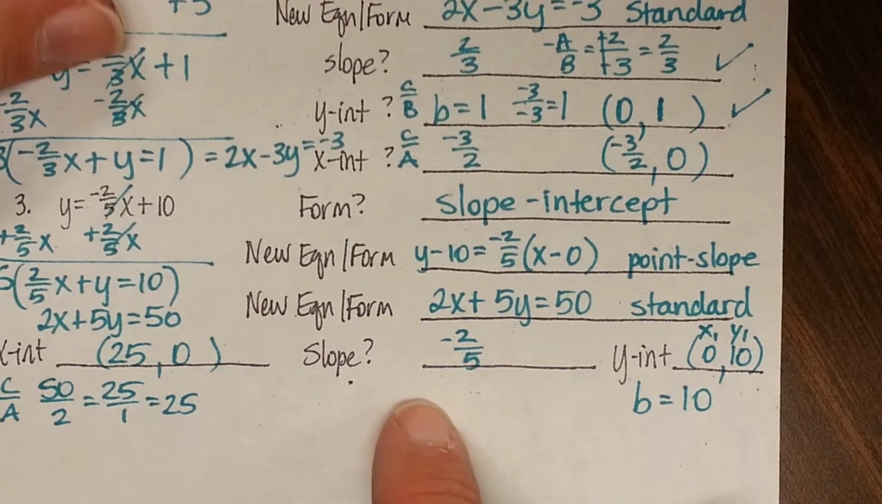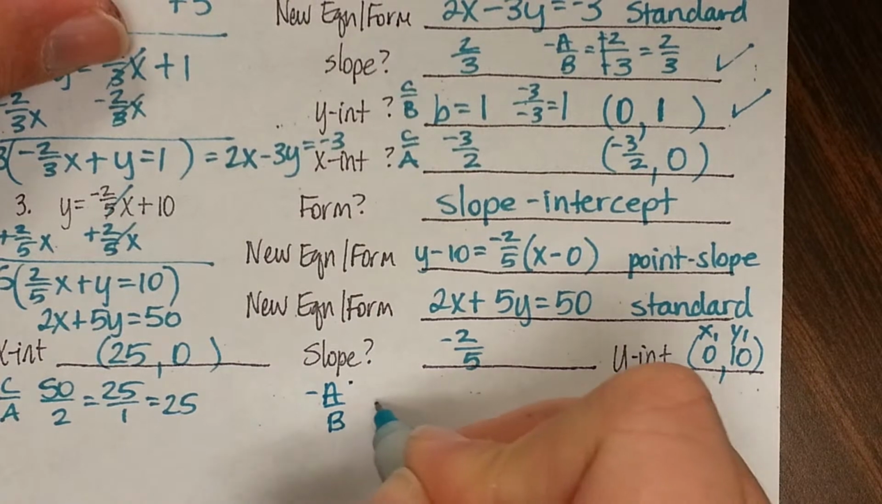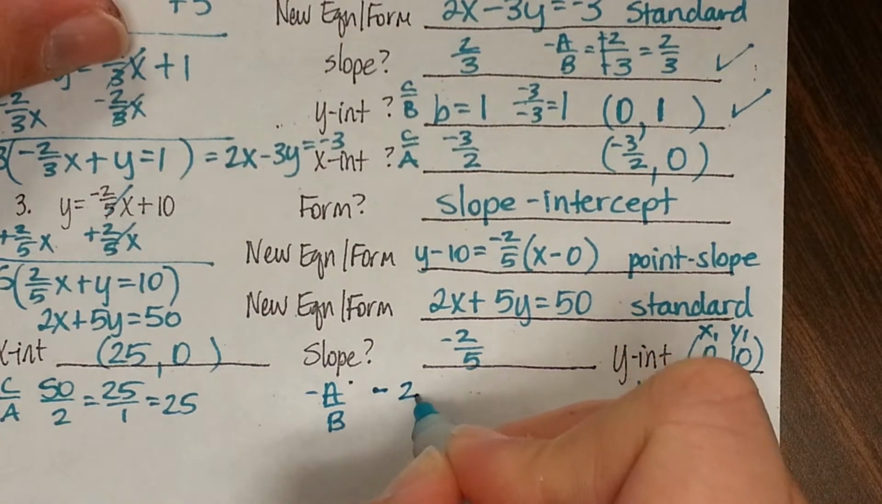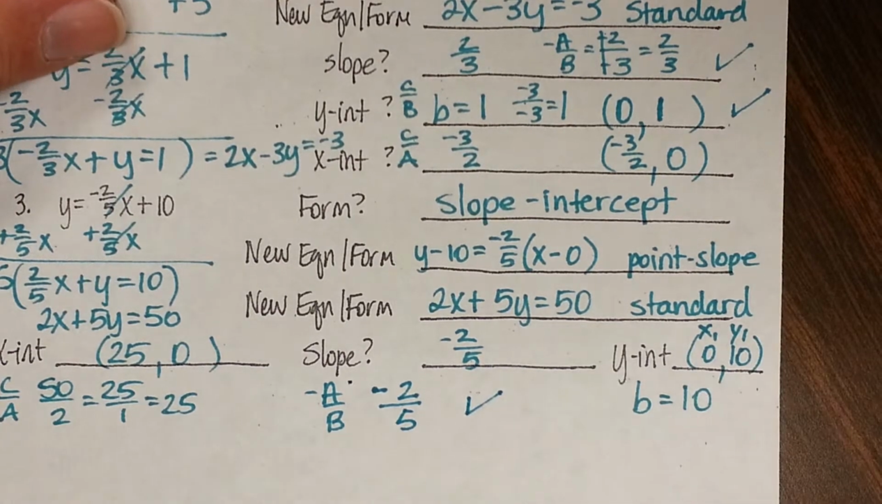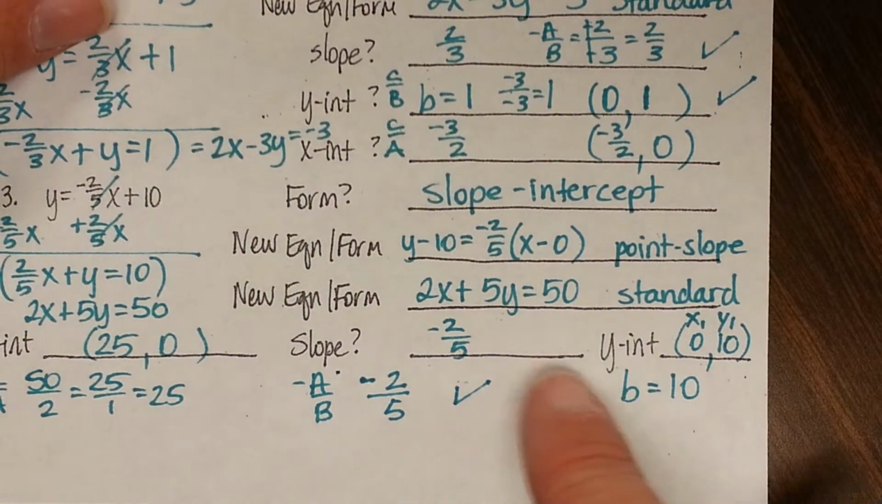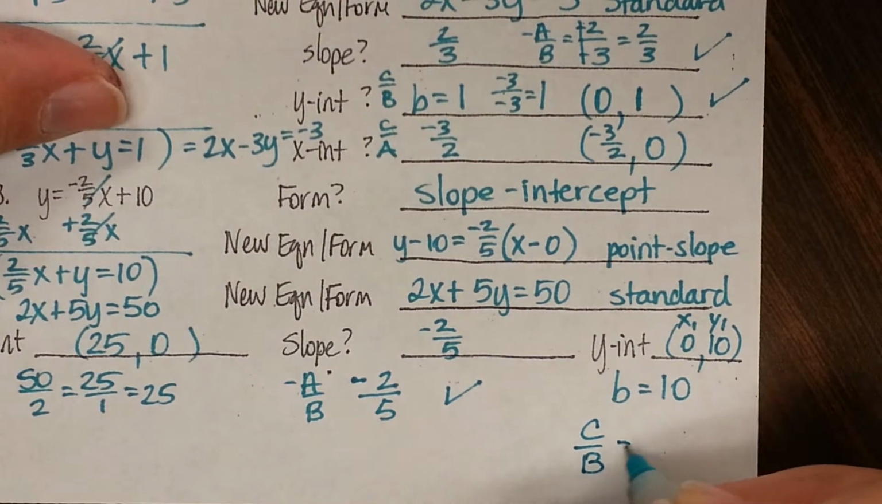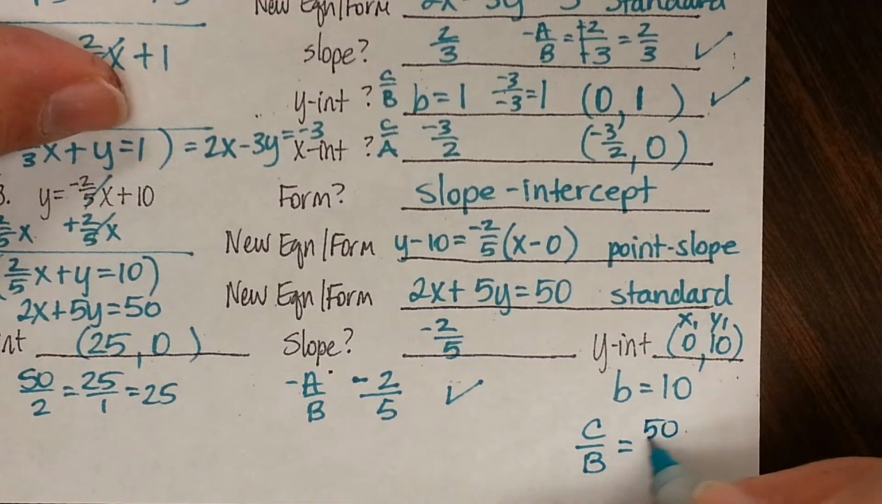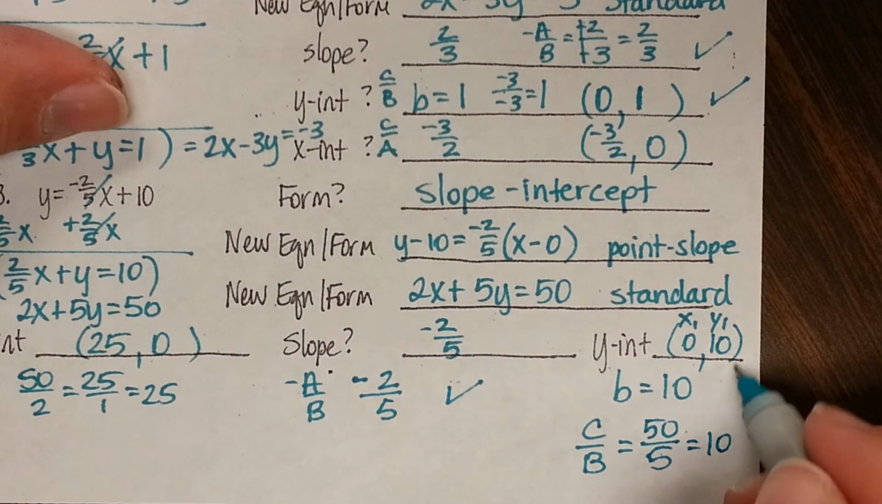We could also check our slope from our standard form using negative a over b. So negative a would be negative 2 over b, which is 5, which does give us the same slope we had before, so that one should be correct. And we could check our y-intercept. Our y-intercept using the shortcut would be c over b. So c is 50 and b is 5. 50 divided by 5 gives us 10, which is what we had before.